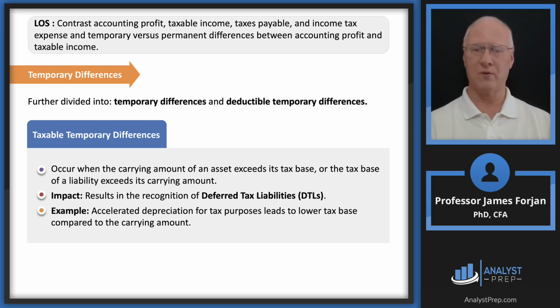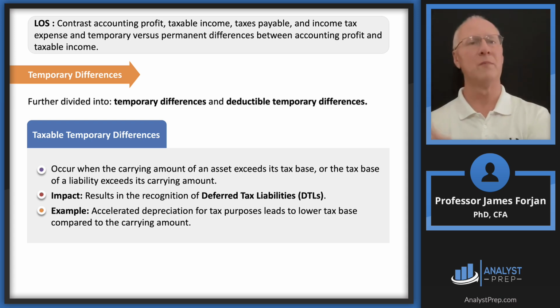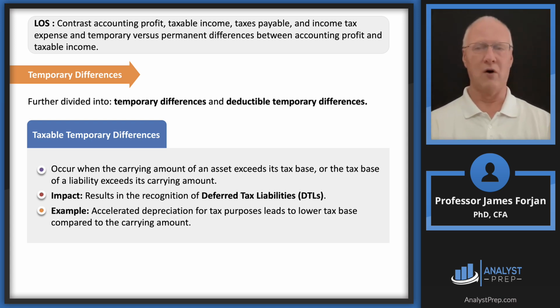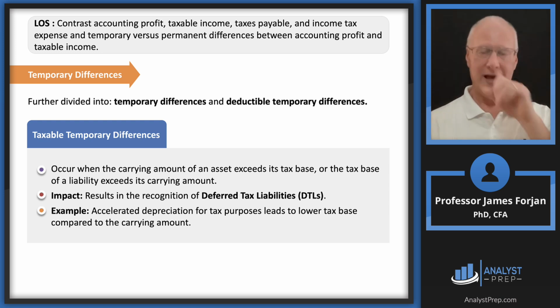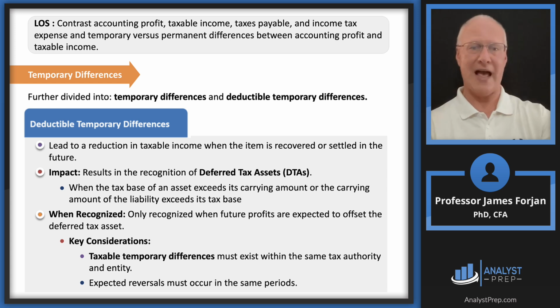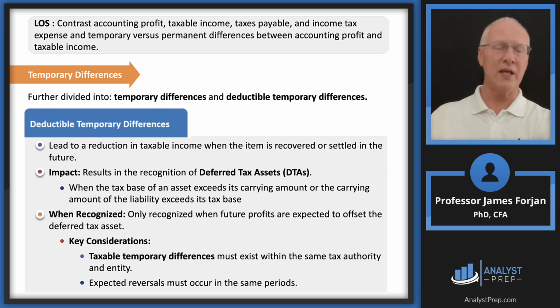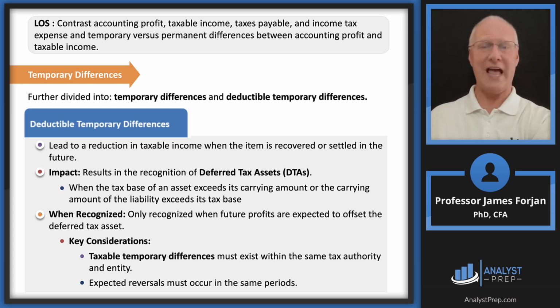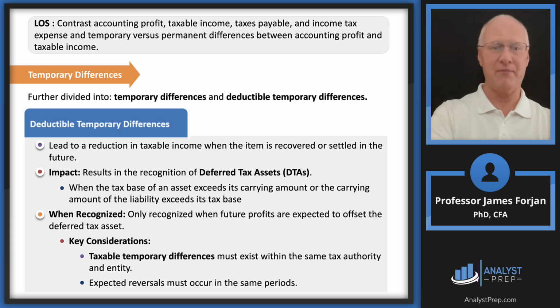So what happens here is that we're going to recognize a deferred tax liability. There's the example we'll see in just a minute: accelerated depreciation for tax purposes, but then some other kind of depreciation method on the financial statements. And so that's going to create a temporary difference, and you'll see that here in just a second. What happens over time is that we get a tax break today, which means in the future we're going to have an extra tax liability. We have to make up that difference.